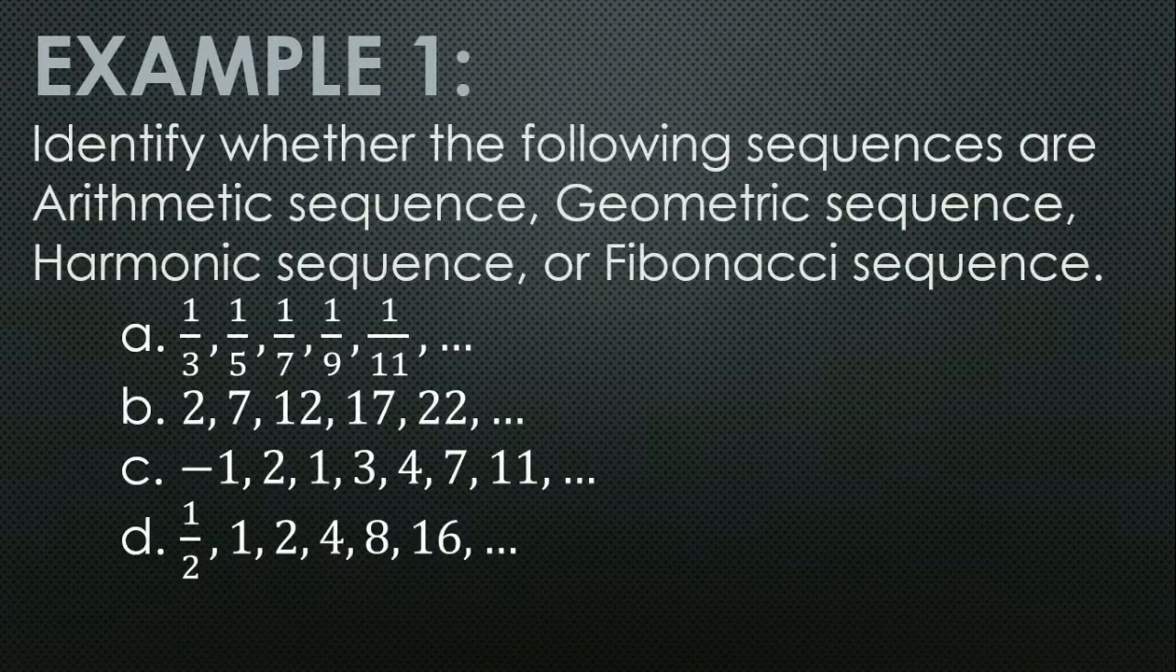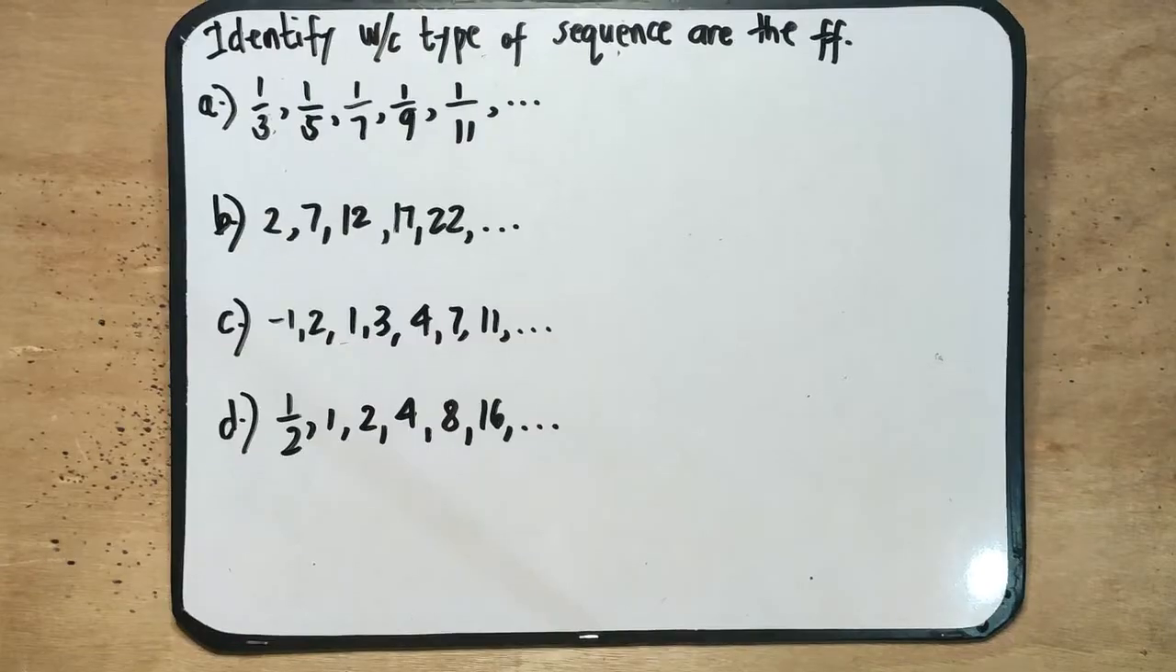For the examples, example 1, identify whether the following sequences are arithmetic sequence, geometric sequence, harmonic sequence, or Fibonacci sequence. For the solution, watch this video. In this example, we identify which type of sequence are the following.